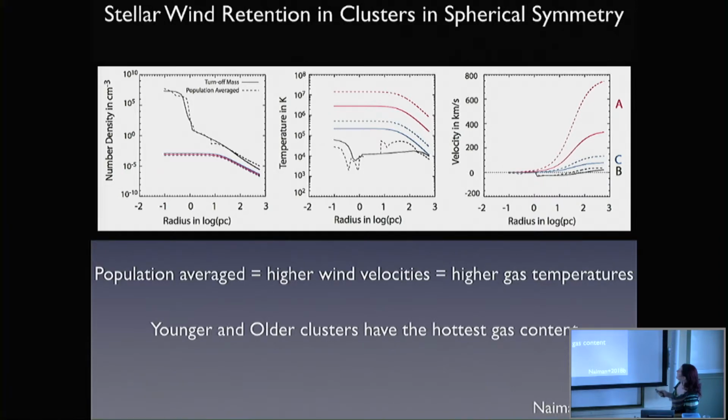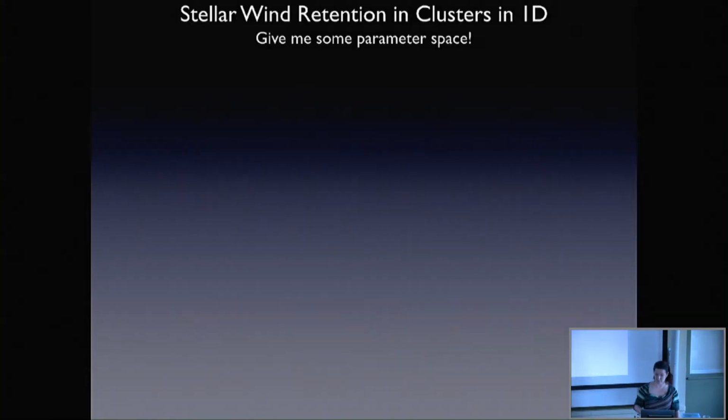So those are the dashed lines compared to the solid lines. Things that are young, which is A, the pink stuff here, and also things that are older, which is C in blue there, tend to have higher gas temperatures and tend to eject material. But there could be a sweet spot at these intermediate ages to retain some material. Population average means the ones where you include the main sequence.